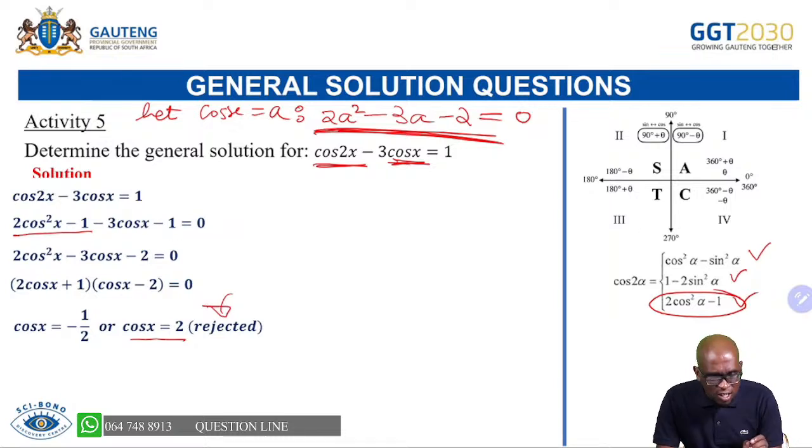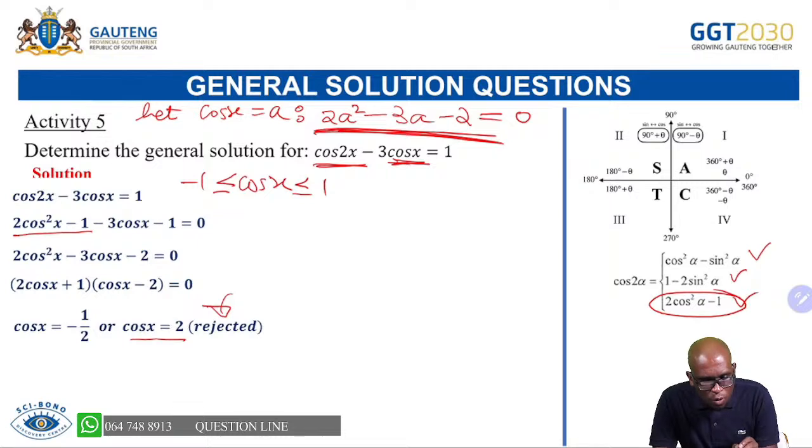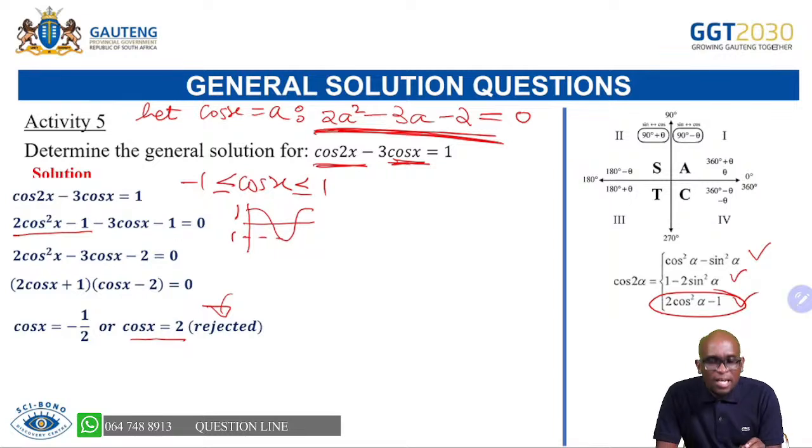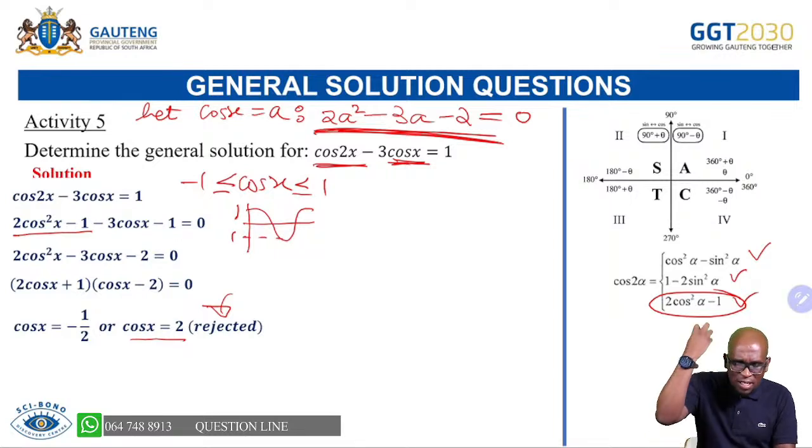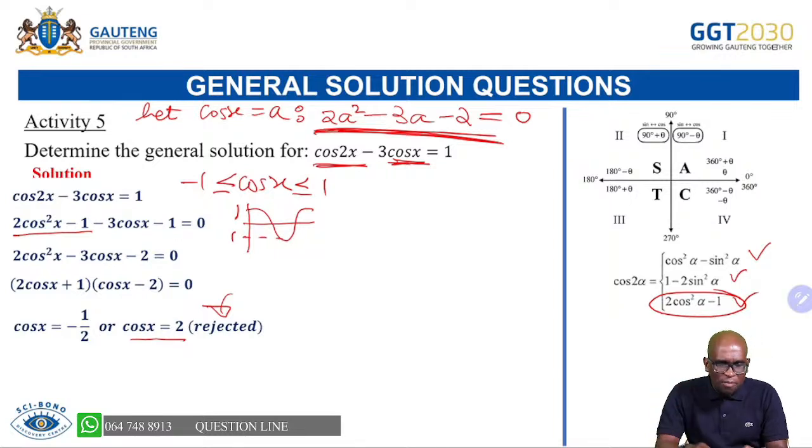Why am I rejecting it? Remember, we said the cosine of an angle should be trapped between -1 and 1. Why is that? Because the cos graph oscillates between -1 and 1. It has a maximum value of 1 and a minimum value of -1. So we reject this one. Even if you type it in your calculator, it will say math error. Now we are going to proceed with this one.